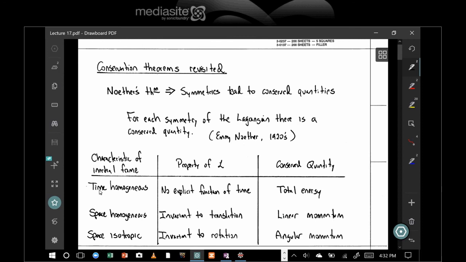Okay, so what did I just show? What I showed there explicitly is that if the Lagrangian is not an explicit function of time, the total mechanical energy is conserved. Now, what I'm also going to next show, and I'm not sure you're going to do this in class, is that if the Lagrangian is invariant to translation, the linear momentum is conserved. And if the Lagrangian is invariant to rotation, then the angular momentum is conserved. How am I going to do that?